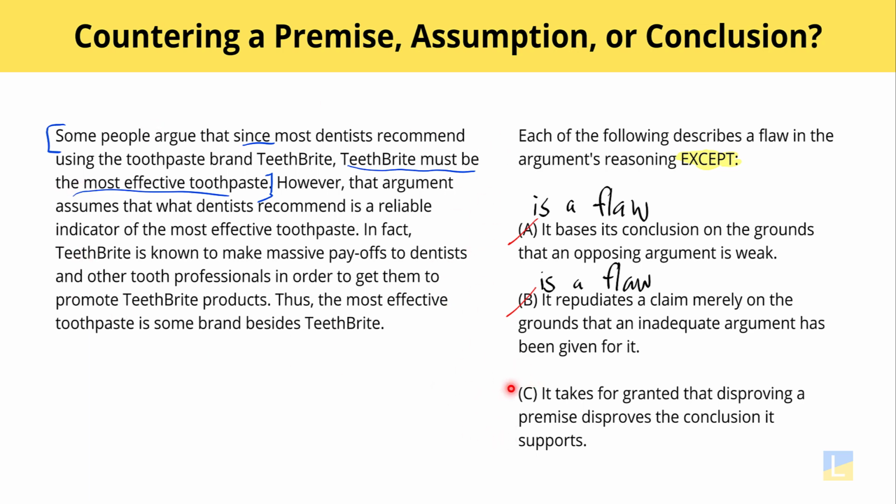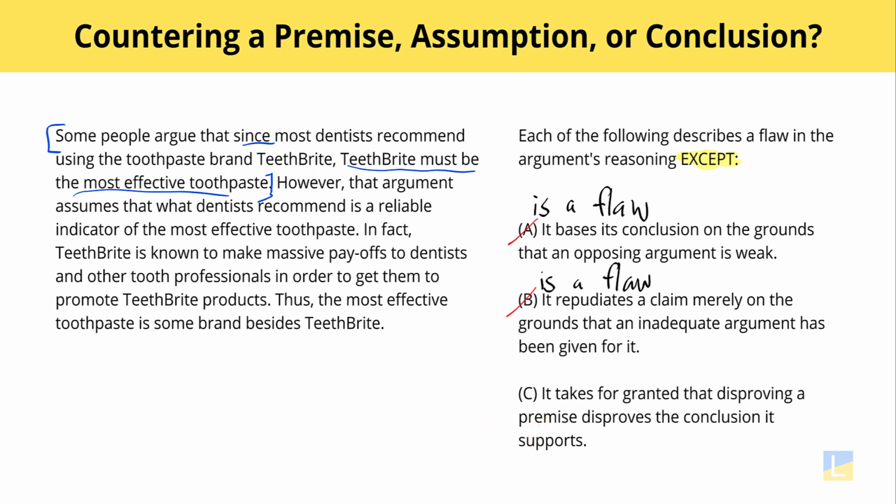What about answer choice C? Did the author's reasoning here take for granted, or in other words, assume that disproving a premise disproves the conclusion it supports? Now, this is so close because the author's argument here was taking issue with something in the first view, but it wasn't taking issue with the premise. The other view's premise was that the dentists are recommending this brand. The author did not say that that was wrong. And so this part, disproving a premise, does not accurately describe what the author did. The author was actually assuming that disproving or questioning an assumption disproves the conclusion it supports.